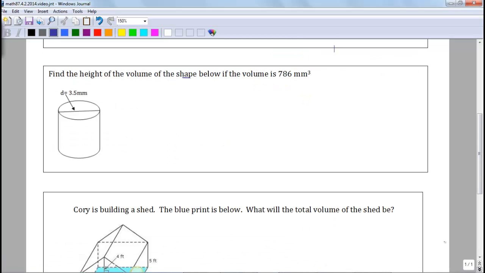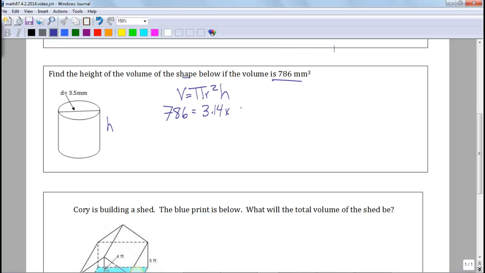Okay, welcome back. So the second question on the back is kind of similar to the one in the front. This one, right, you don't know the height. That's what you're trying to figure out, but you know the volume. So for a cylinder, our formula is pi r squared times height. So the volume is 786.